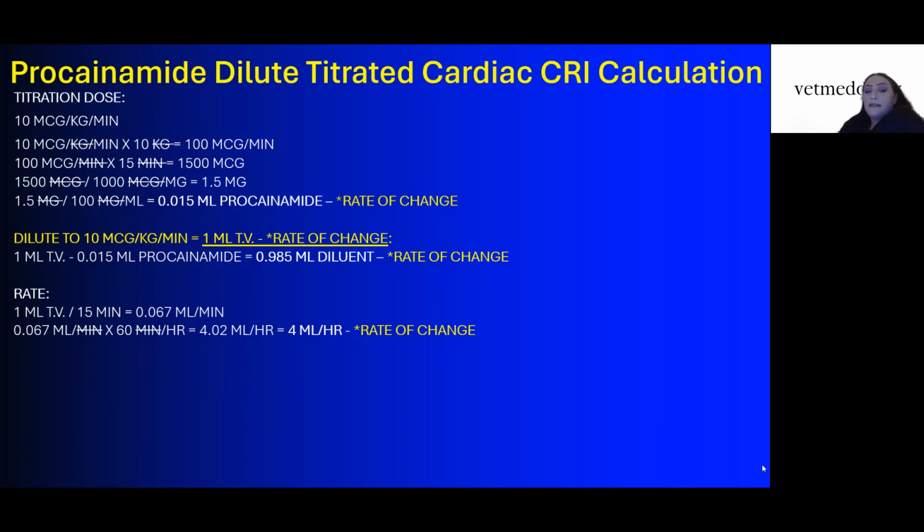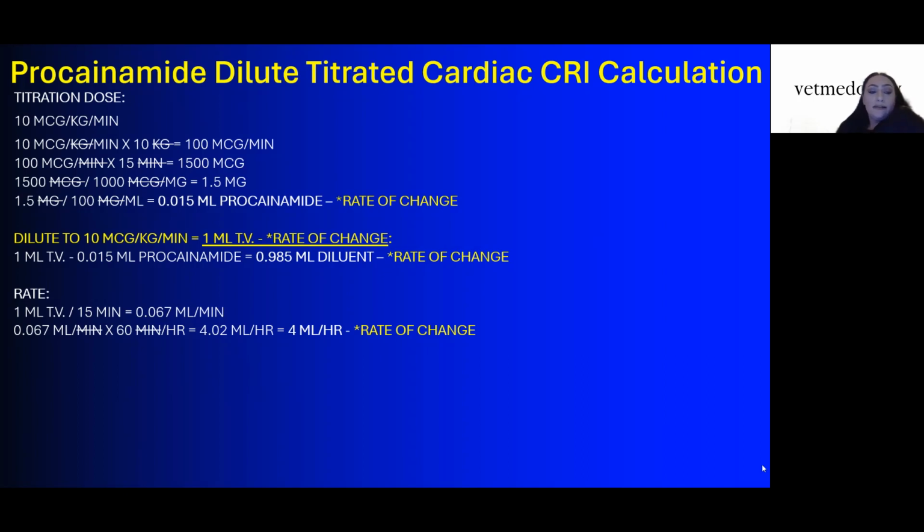This is one of the rates of change. So the procainamide volume. We are diluting to 10 mics per kg per minute equals 1 mil total volume. This is also one of our rates of change. So 1 mil total volume. I'm sorry, 1 mil total volume minus 0.015 mils procainamide equals 0.985 mils diluent. And this is also a rate of change.